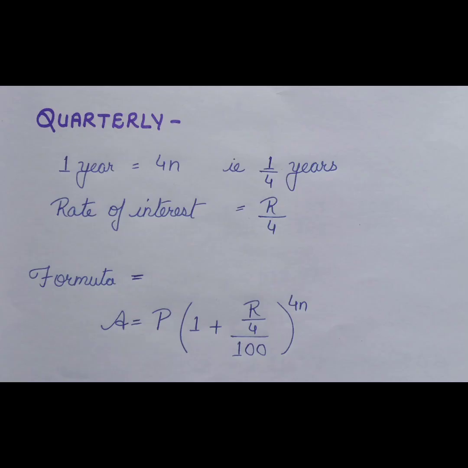Now let's see how we will calculate it quarterly. So we have 4 quarters in year. So the rate of interest here will be R upon 4 and time period will be 4n. And the formula will be A is equal to P in bracket 1 plus R upon 4 upon 100 and bracket close, in power it will be 4n.